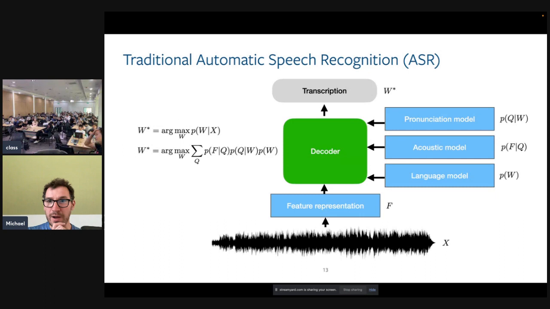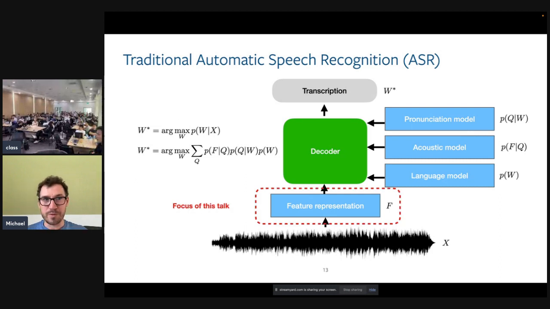Now, because we don't use words, we also have this pronunciation model that produces these phonemes Q, and there can be more than one way to break down a word sometimes, and this is where we sum over the possible pronunciations. So much for how the typical machinery works in speech recognition, but there's also the feature representation at the bottom, which I didn't talk very much about, but the rest of the talk will be about how to learn this feature representation.